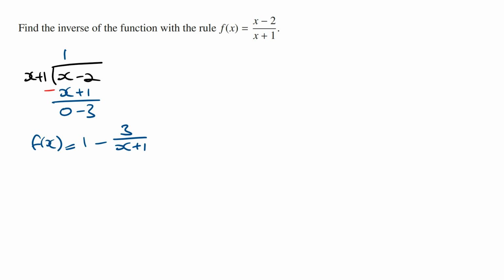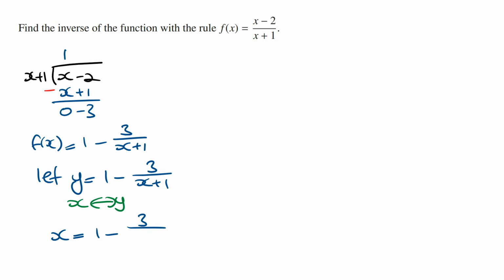Now that we have f of x written in the form that we need, we can work out the rule of the inverse function. And to do this, we let y is equal to the original function, f of x, and so this is going to be 1 minus 3 over x plus 1. From here, we swap the x and y variables and then solve for y. And so we're going to get x is equal to 1 minus 3 over y plus 1. To solve for y, we can take the fraction to the left-hand side and then bring the x to the right-hand side. And so we're going to get 3 over y plus 1 is going to equal 1 minus x.